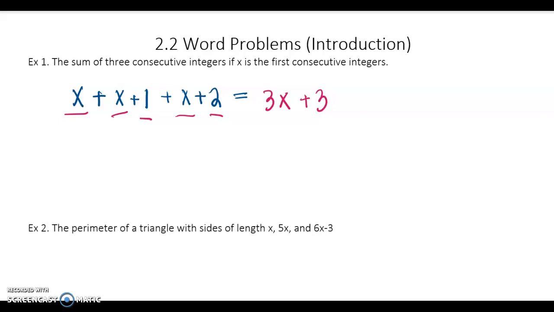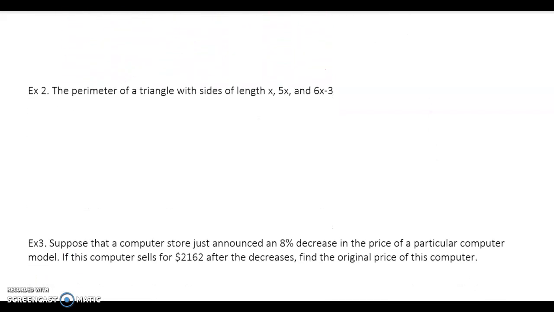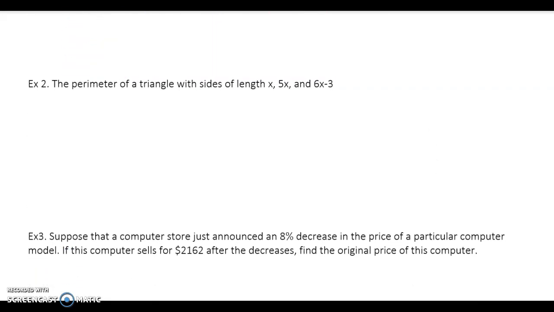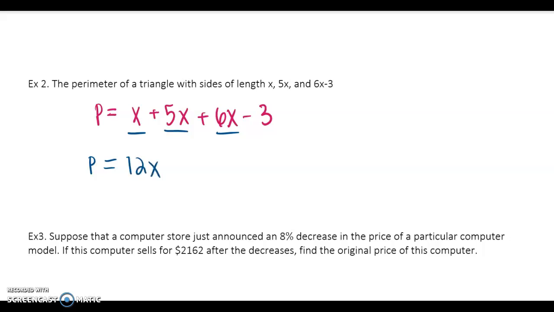All right, the next one is the perimeter of a triangle with sides of length x, 5x, and 6x minus 3. In other words, we're just trying to write it as an algebraic expression. So the perimeter is equal to, you add up all the sides. So x plus 5x plus 6x minus 3. Going to add like terms. So we get 11, 12. So 12x minus 3, that would be our perimeter.